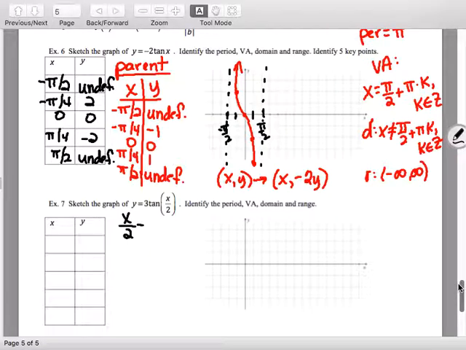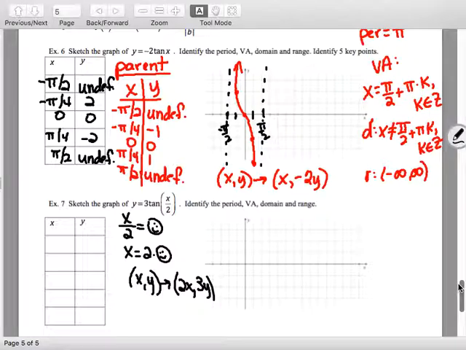Now I have something inside with x. So you set the inside equal to your dummy variable. So I'm going to call it smiley face. And I would need to multiply by 2. Then my mapping notation is going to go 2x, comma, 3y.